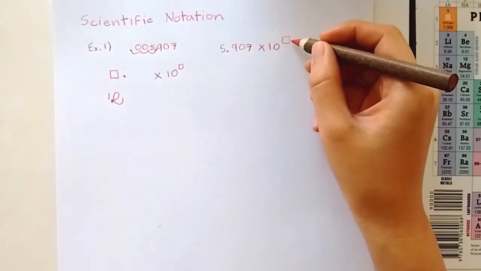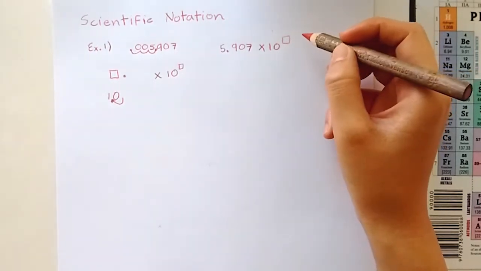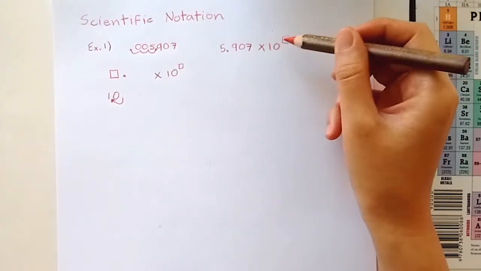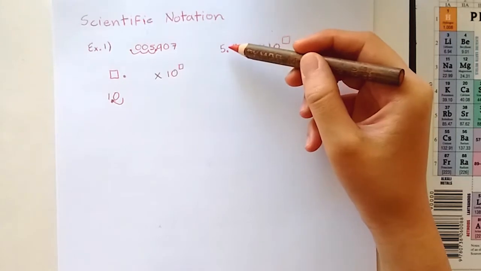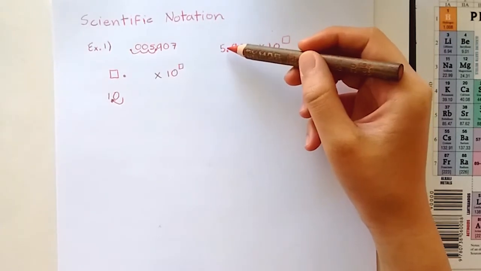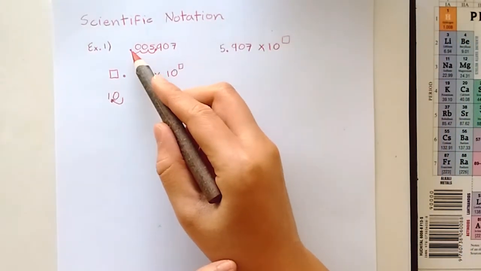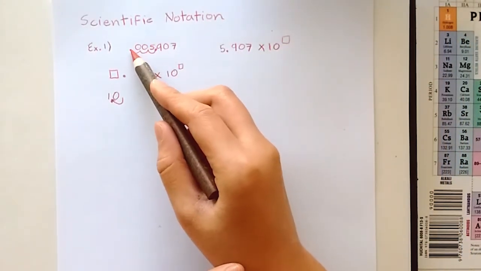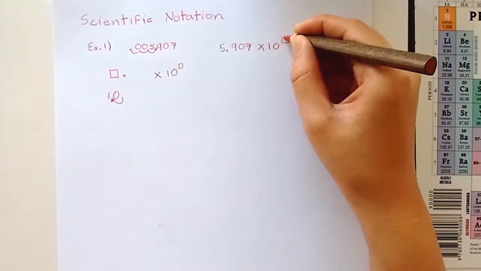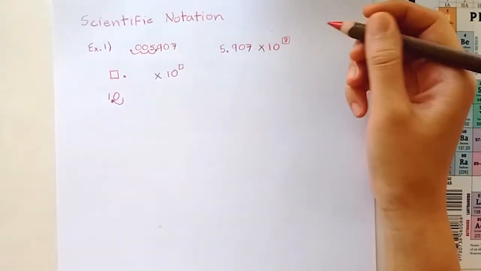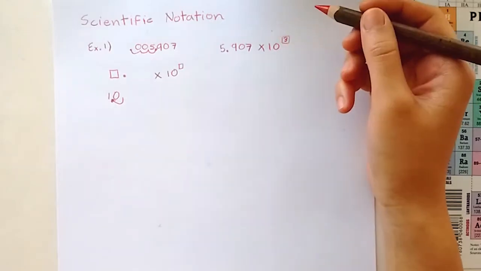Now this exponent here is based upon how many decimal places you had to move the point to get to having one number before the decimal point. So as we see here, we had to move it 3 places, right? So 1 here, 2 here, 3 here. So it's going to be a 3. And now we have to figure out whether it's going to be positive 3 or a negative 3.